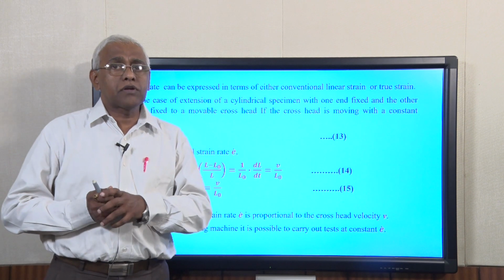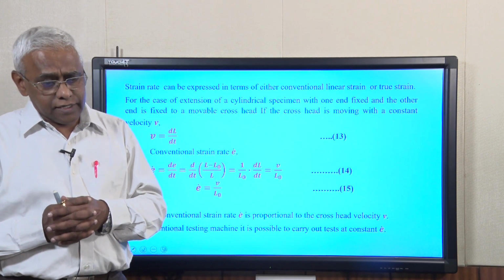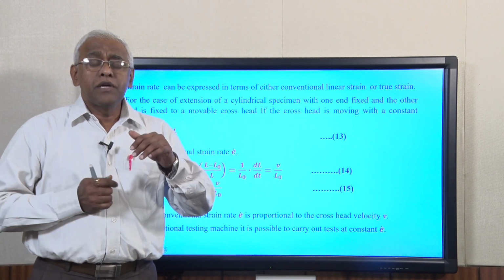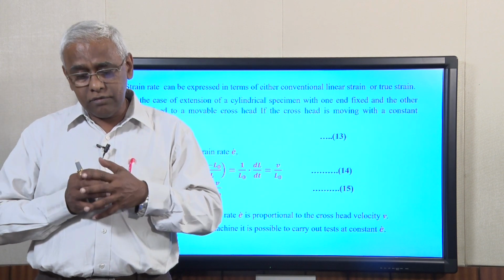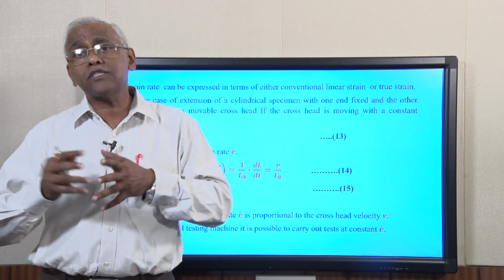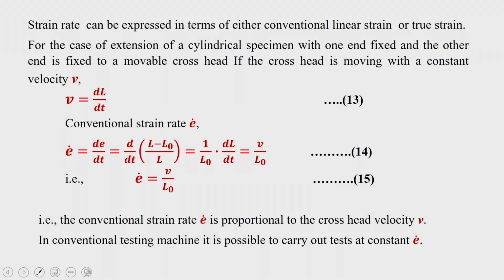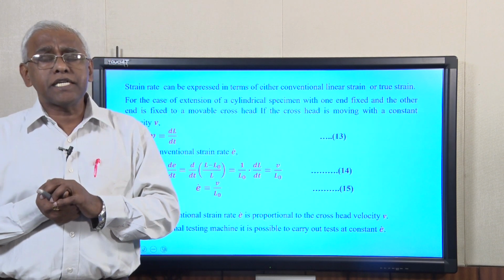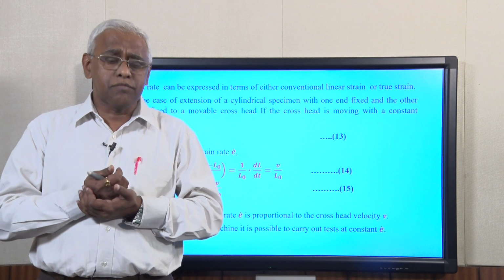How do we carry out a test at constant strain rate? Two types of strain rates are there. One is by using the conventional linear strain, and the second is by considering the true strain. When considering the conventional linear strain, the experiment can be carried out on a tensile testing machine in a tensile mode or in a compression mode.